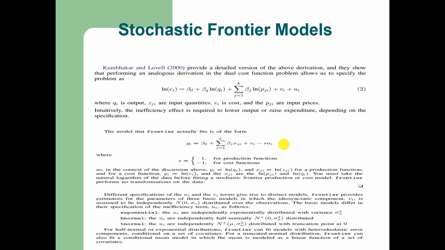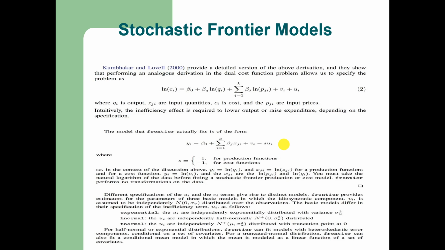We must take the natural log of the data before fitting a stochastic frontier production or frontier cost model, and the command frontier performs no transformations on the data. Different specifications of the ui and vi terms give rise to distinct models.